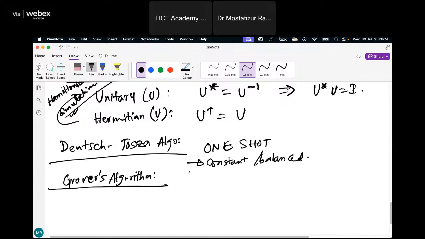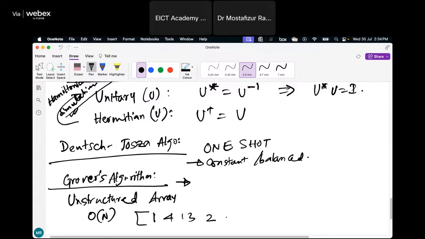In Grover's algorithm, we have seen that for any unstructured array, the best classical algorithm takes order n search to find the maximum or minimum element, like 1, 4, 13, 2, or anything like that, whereas the quantum approach takes order square root n. And I hope this is covered.